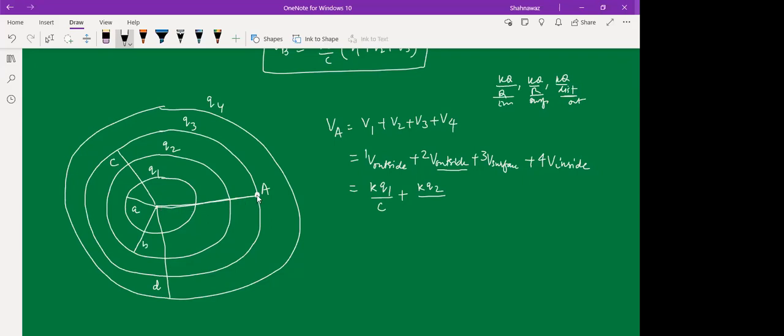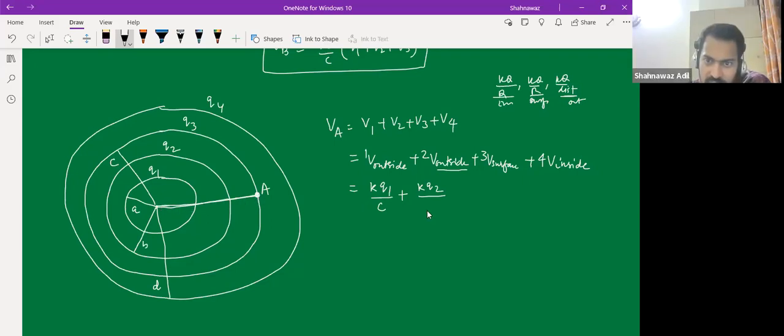Distance is C, right? This would be KQ2 by C. And for the third case, KQ3 by, this is surface. So surface is C. And for the fourth case, KQ4 by radius.